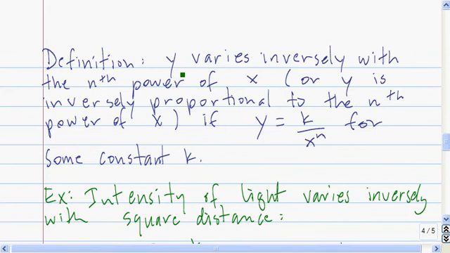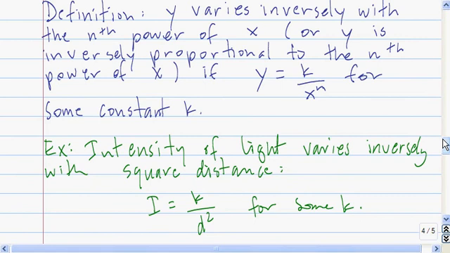So y is said to vary inversely with the nth power of x. Or equivalently, we would say y is inversely proportional to the nth power of x if y equals k over x to the n. So inversely proportional to that power of x goes in the denominator, and the constant goes in the numerator for some constant k.